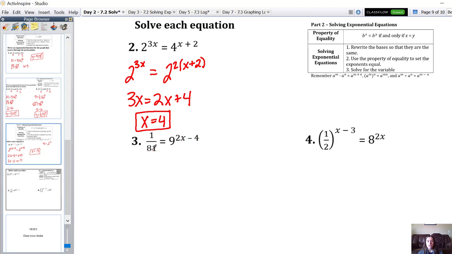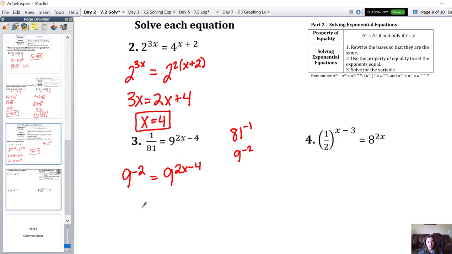Number 3, we have 1 over 81 equals 9 to the 2x minus 4. Although this is a fraction, this 81 by itself is bigger than 9, so I know I want to bring that 81 to some 9 to a power. So I know 1 over 81 is the same thing as 81 to the negative 1, but I can also change the 81 to a 9 squared. So now this is going to become 9 to the negative 2 equal to 9 to the 2x minus 4.